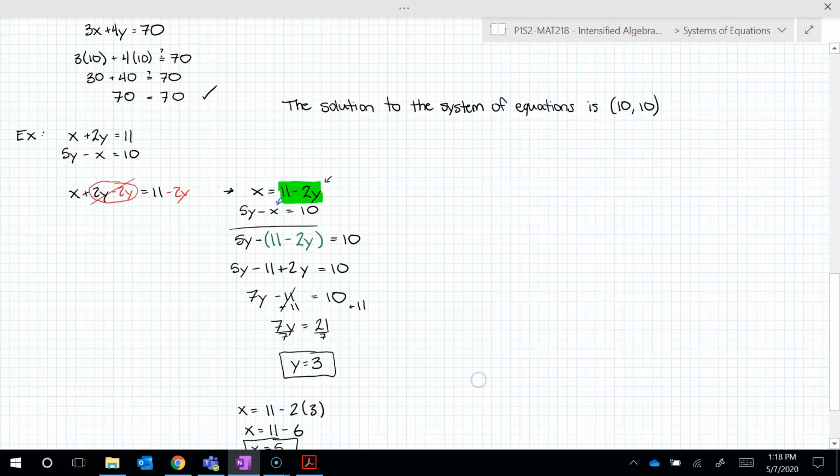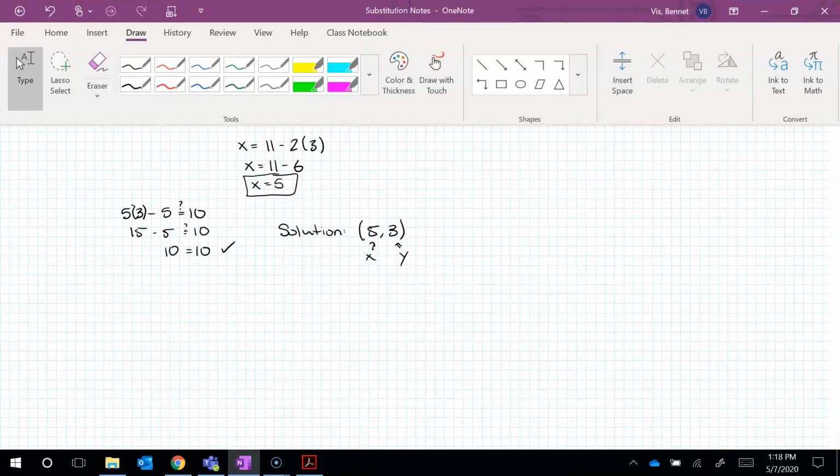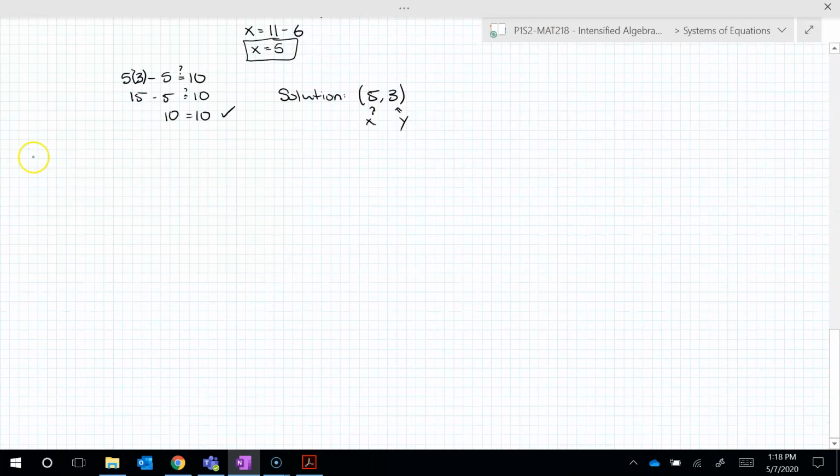Okay. All right, let's do another example here. Let's switch colors. All right. Here we'll have x plus 3y equals 19, and 2x plus 4y equals 24. Again, going back to my first step, is something by itself?